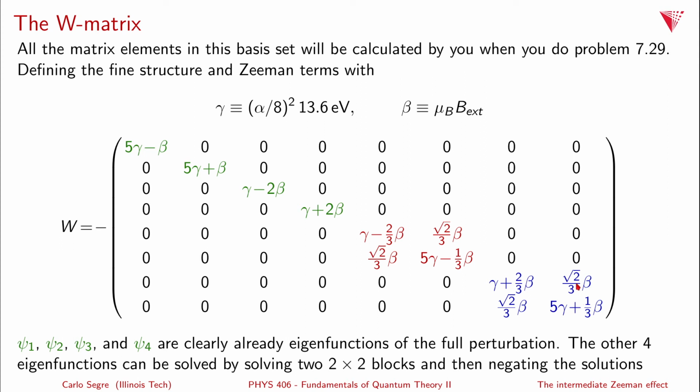Now let me point out one more thing. If I had chosen, as I said at the beginning, to do this with the M sub L and M sub S basis set, that is the hydrogen atom basis set without the spin orbit coupling, then the Zeeman effect terms would all be diagonal only, and you would only see betas along the diagonal. And the off-diagonal terms would belong to the fine structure, because that is diagonalized only in the spin orbit basis set.